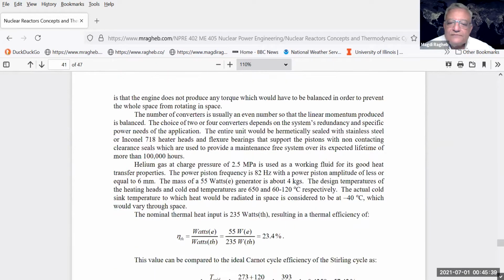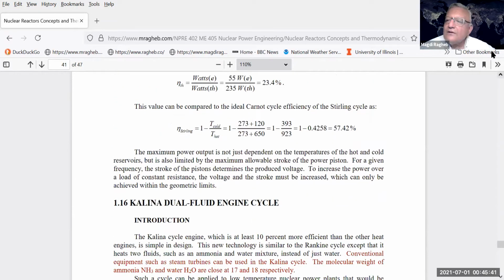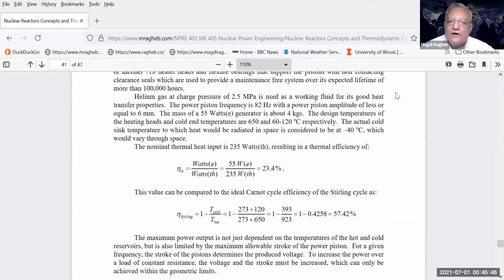As I suggested, look at the efficiency that you can reach, especially because the temperature of space is very low. You can get minus 40 degrees Celsius in space, and the hot temperature from the radioactive isotope can be in the range of basically 650 degrees Celsius.